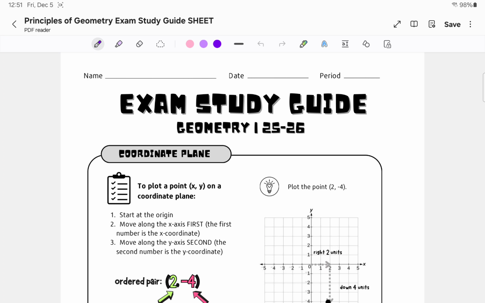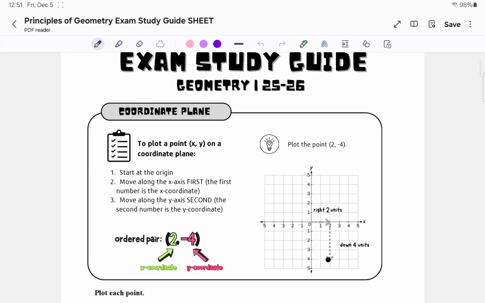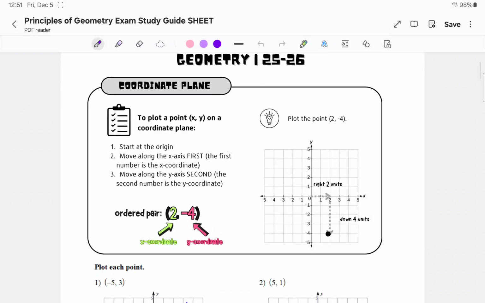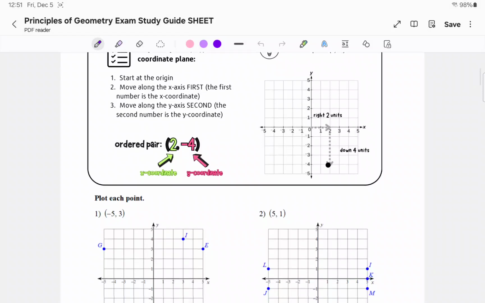Just to remind you, to plot a point, x and y, on a coordinate plane, we look at the x-axis first. We're going to move along that, left and right, starting at the origin. Either go right if it's positive, left if it's negative, and you're going to go up and down the y-axis second. If it's positive, you go up, and negative, you go down. So let's look at number 1.